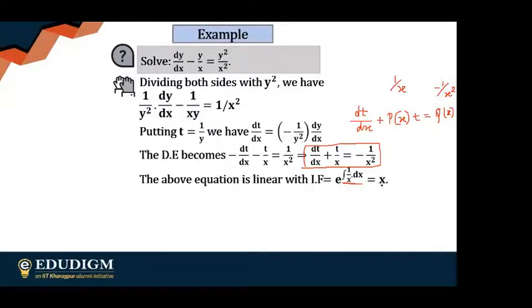Okay, so eta chole elo ki, this will be actually e to the power ln x, because 1 by x will give you ln x. So this is x.